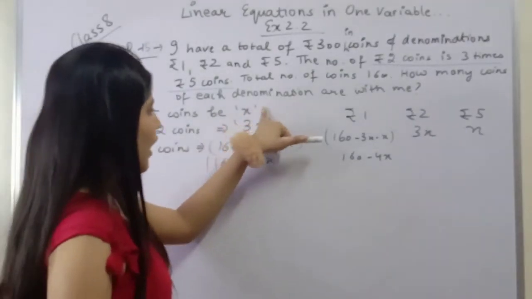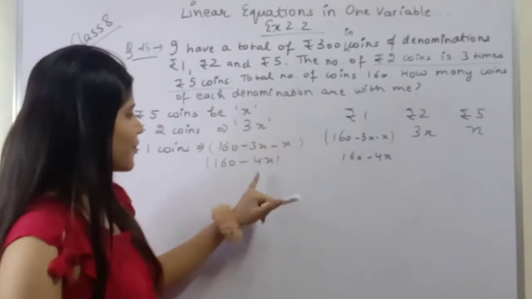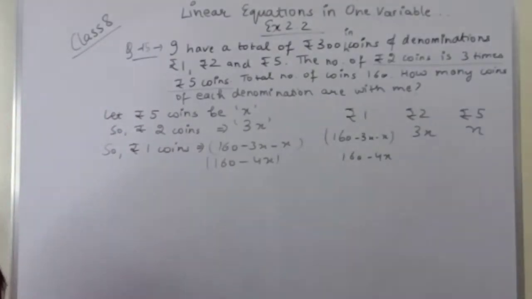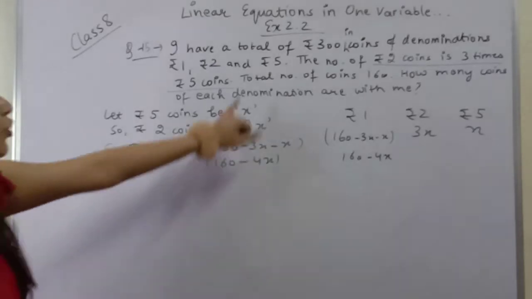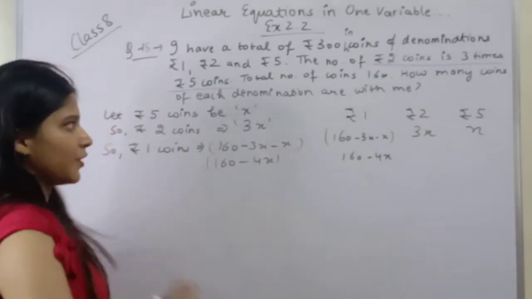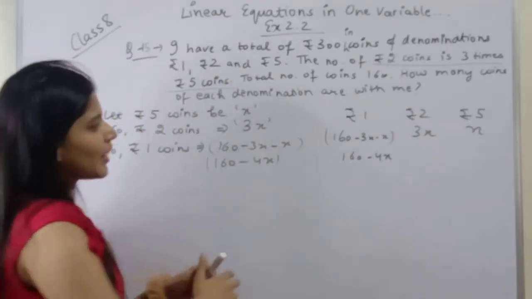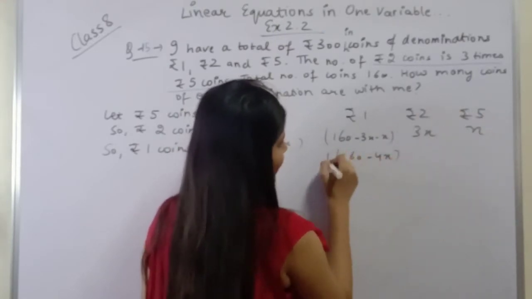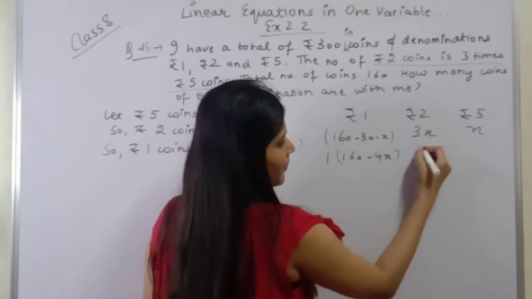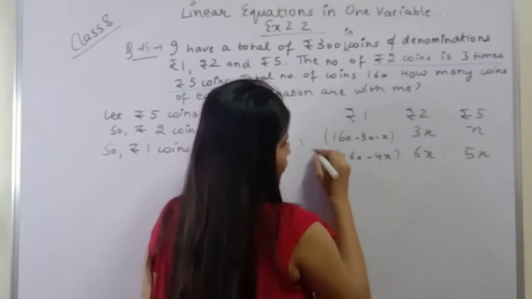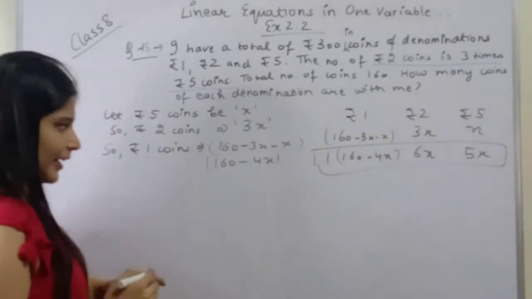We have rupee 5 coins, rupee 2 coins and rupee 1 coins as well. Now we can say the total number of coins is 160. How many coins of each denomination do we have? So the total rupees are also given to us. How many rupees do these three make in total? 300. So again we know that we have to multiply by the amount. So here multiplying by 1 it will remain the same. Here it will be 6x, 3 into 2 is 6, and here it will be 5x. Okay, so these are the denominations we will take.